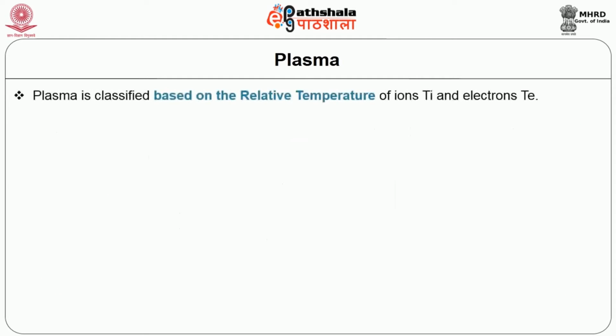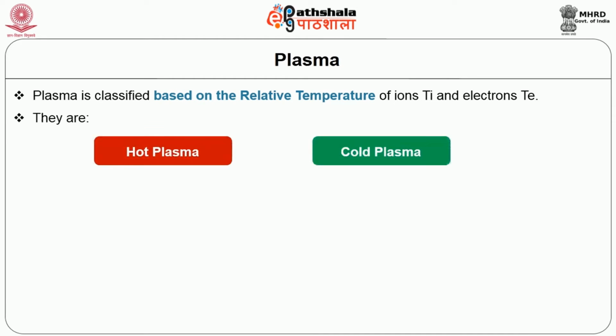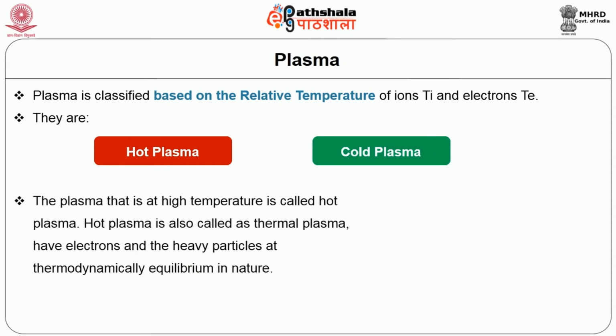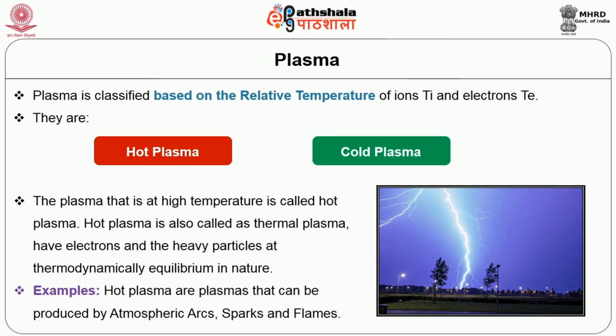Plasma is classified based on the relative temperature of ions and electrons. They are hot plasma and cold plasma. The plasma that is at high temperature is called hot plasma. Hot plasma, also called thermal plasma, has electrons and heavy particles at thermodynamic equilibrium in nature. Examples of hot plasma are plasmas that can be produced by atmospheric arcs, sparks and flames.